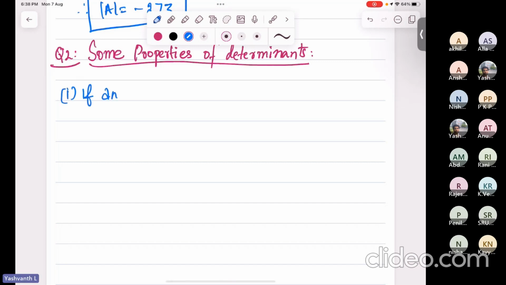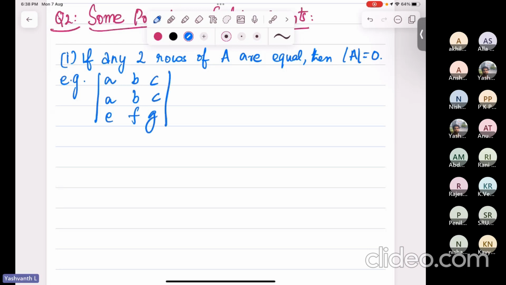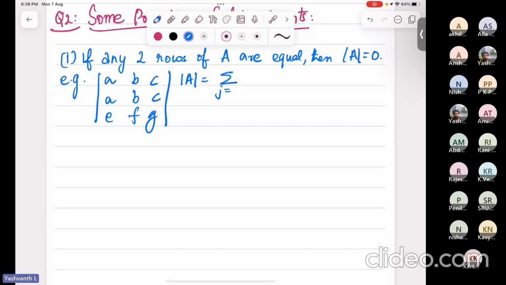is if any two rows of A are equal, then determinant of A equal to 0. Okay. What do we mean? For example, if I have a 3 by 3 matrix, let's say A, B, C, A, B, C, E, F, G. So clearly the first two rows are equal. Now I want to expand the determinant. Let me expand it along the third row.